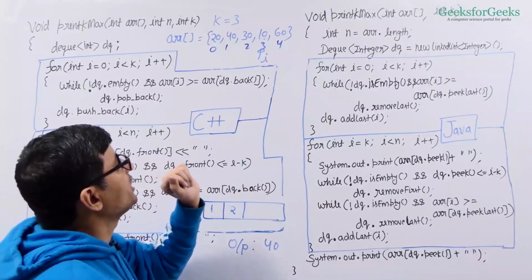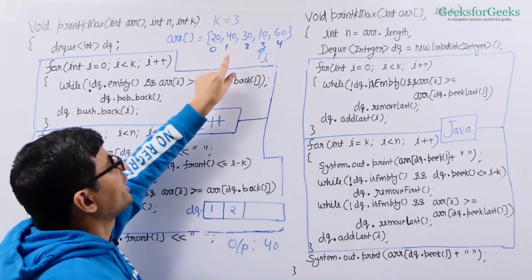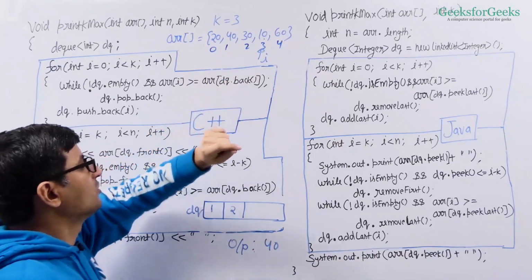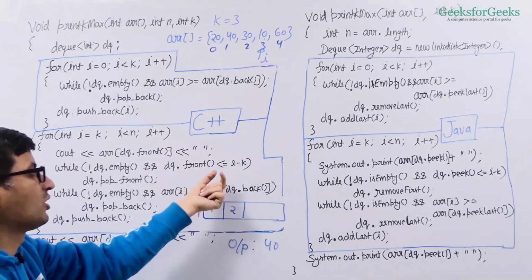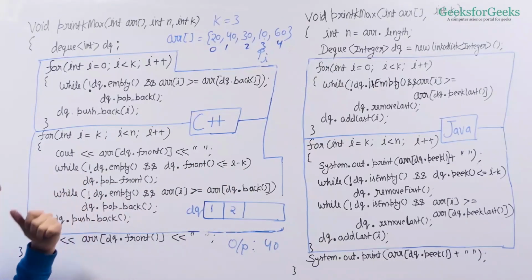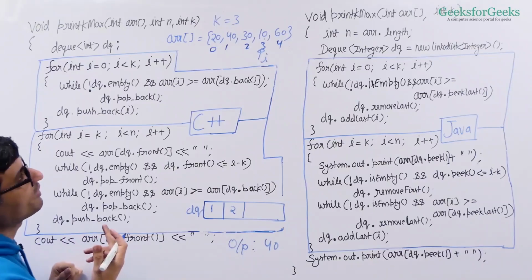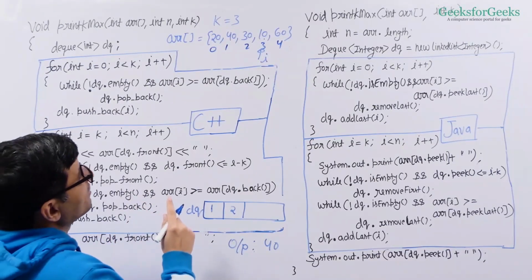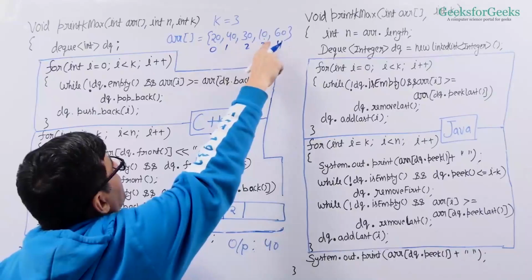After printing 40, we are going to remove the items which are not part of this window, whose indexes are smaller than or equal to i minus k. We are going to remove from the front this time, right? Because these elements are not part of the window. Now, if you see the front item, it's 40. It's part of the current window.